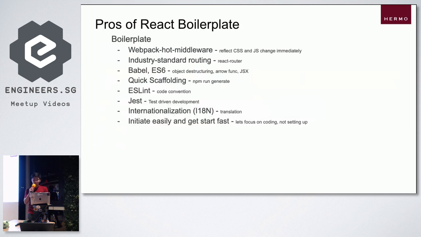Next, let's see some of the pros. Actually, it's some of the features provided by the boilerplate. They have hot reloading to reflect your JavaScript and CSS changes immediately. And then they have routing already, Babel for the ES6 transpile. And then they have quick scaffolding for you to generate components and containers. ESLint for code convention checking, and Jest for test-driven development. And then internationalization using React Intl. So the boilerplate has you set up all this with a few commands.